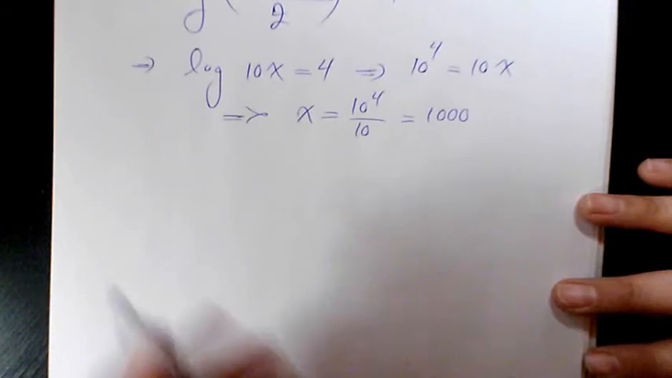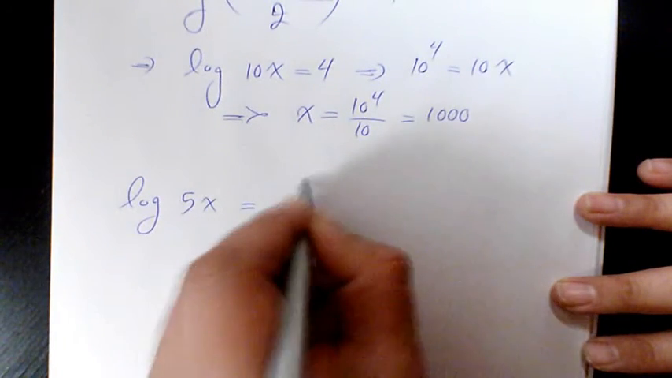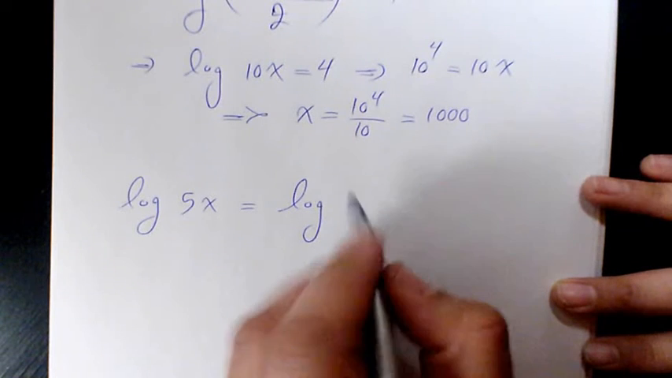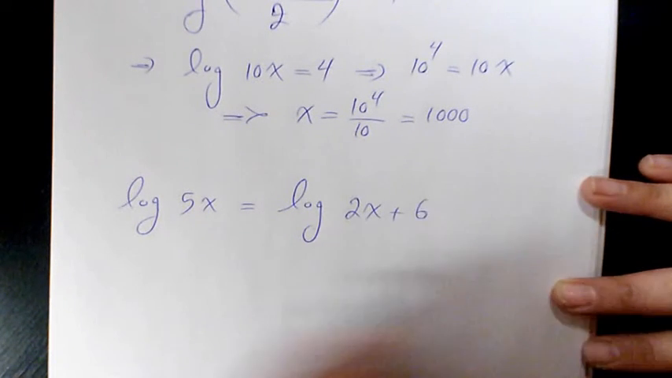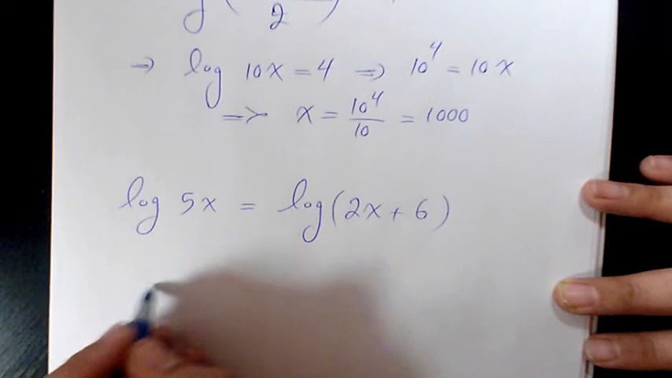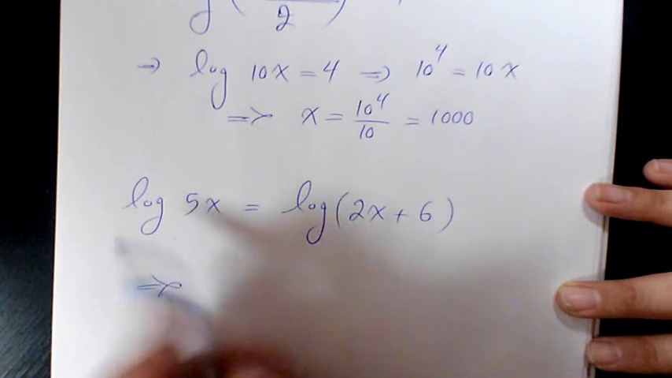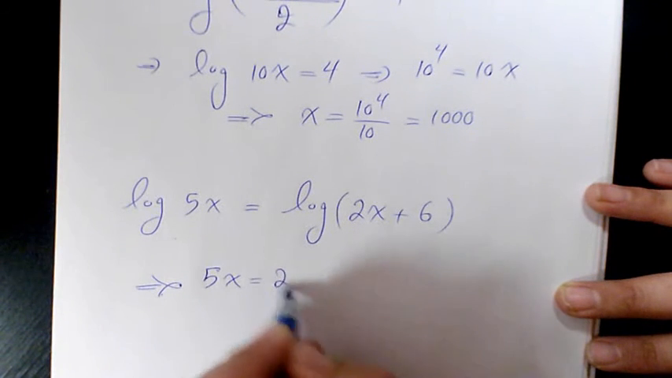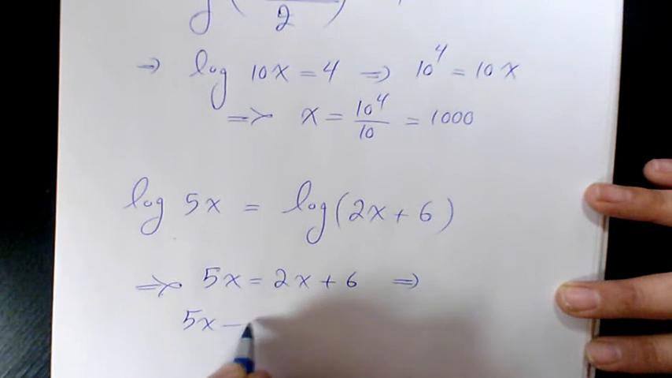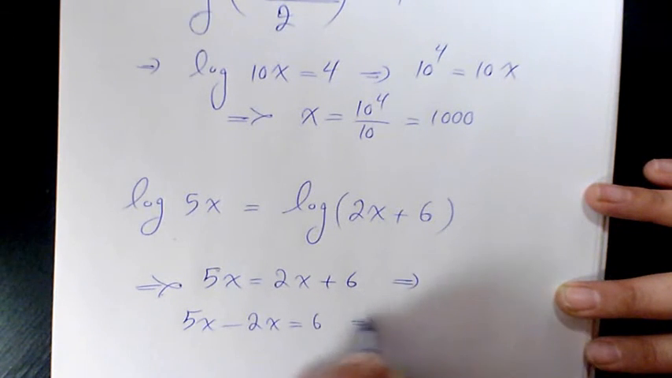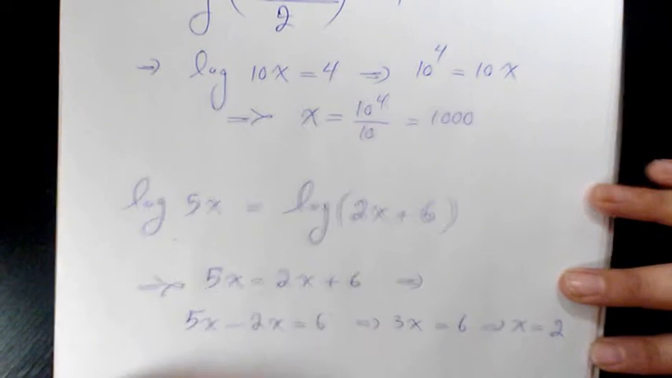Next example is log 5x equals log 2x plus 6. We can say that the bases are the same, they are equal, so 5x has to be equal to 2x plus 6. Therefore, 5x minus 2x equals 6. So 3x equals 6, and x is going to be equal to 2.